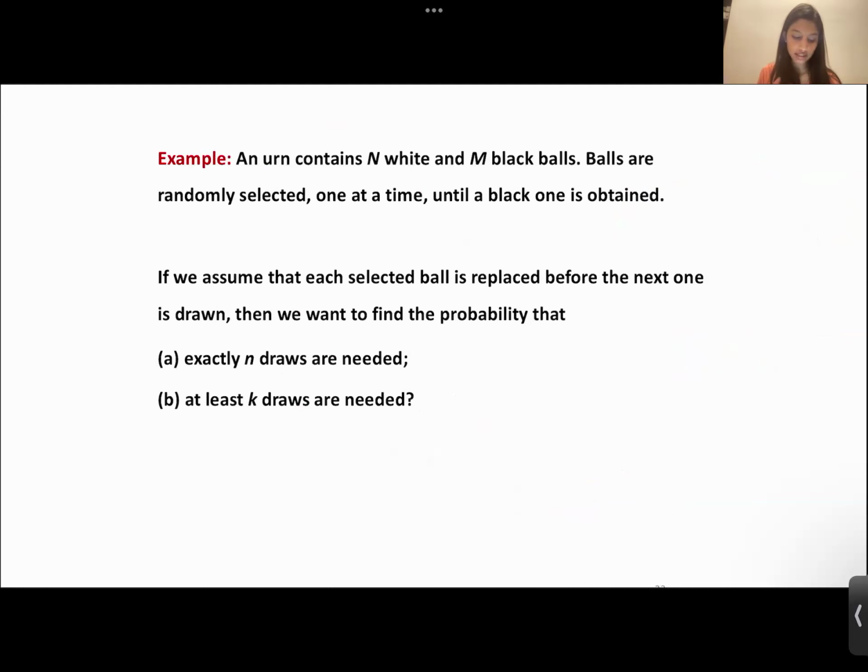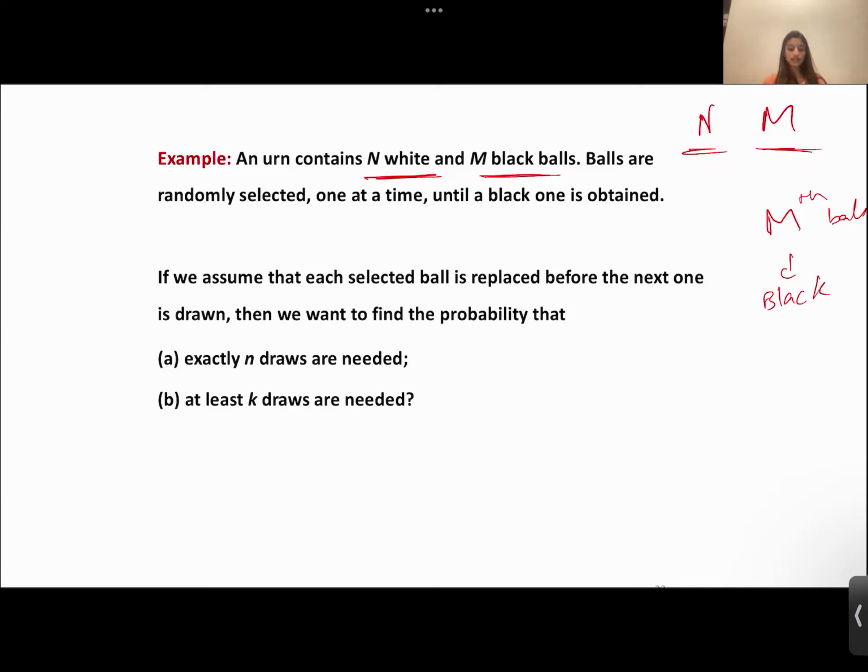One more instance where you can use geometric distributions is when you have two things, like n white balls and m black balls, and these balls are randomly selected one at a time until a black ball is obtained. So here the success is considered as the attempt when you get the m ball. So m is a black ball.